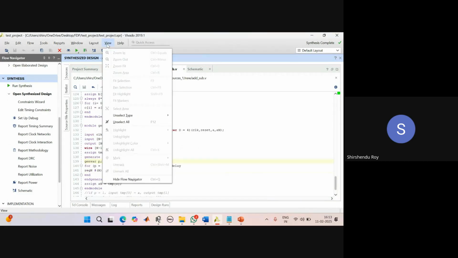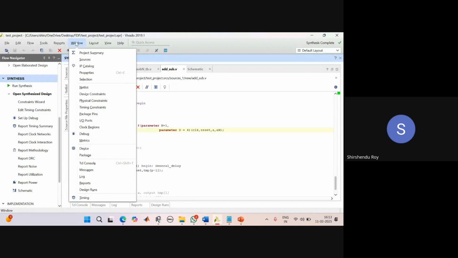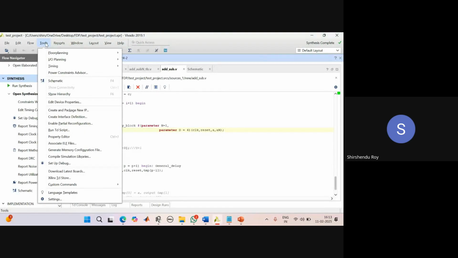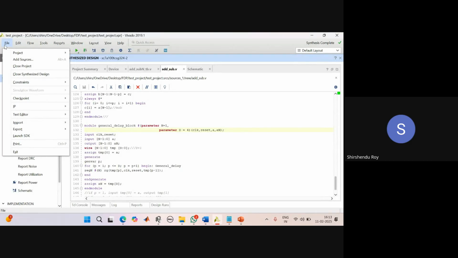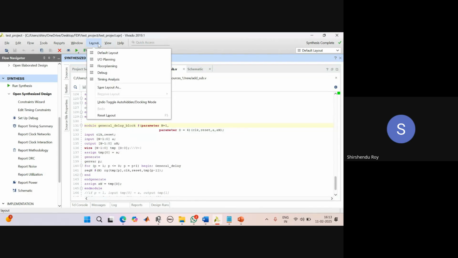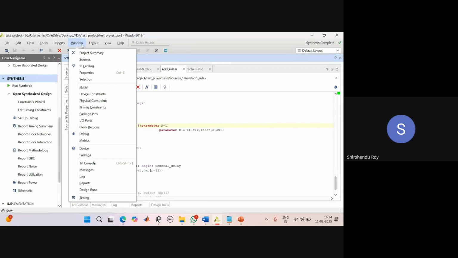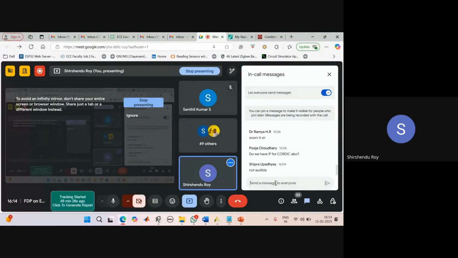Okay. Basically, I think there was some font size options. I forgot what it is. Okay, apart from that, any other question? Am I audible? Yes, sir.